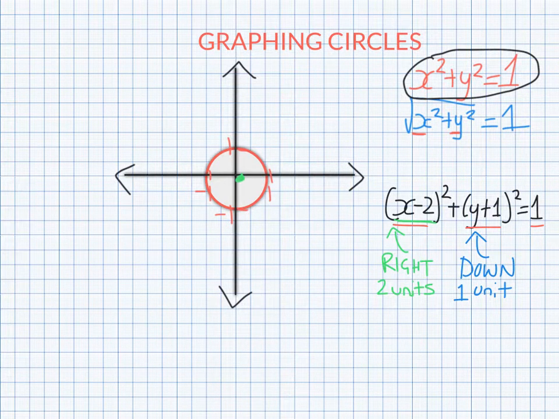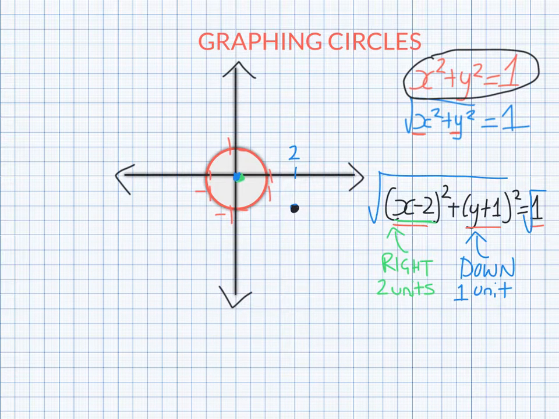Think of it as shifting the center of the circle. So the center of the circle was originally here at 0, 0. So we're going to shift it right 2 units. So over here is 2, and we're going to go down 1. The center has now been moved here. This is the center of the circle. But the radius is still 1. Because once again, if I square root this and square root the radius, the square root of 1 is 1. So I start here at this center and draw a circle of radius 1.